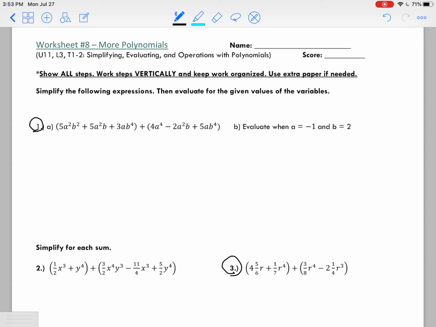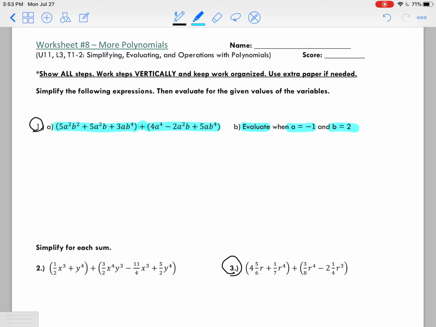I'm going to start with number 1, which is asking us to evaluate this expression. There are 2 expressions here, actually. We've got this parenthesis here, and then we have an addition sign and a parenthesis here. And we're asked to evaluate when a is equal to 1 and negative 1, and b is equal to negative 2.